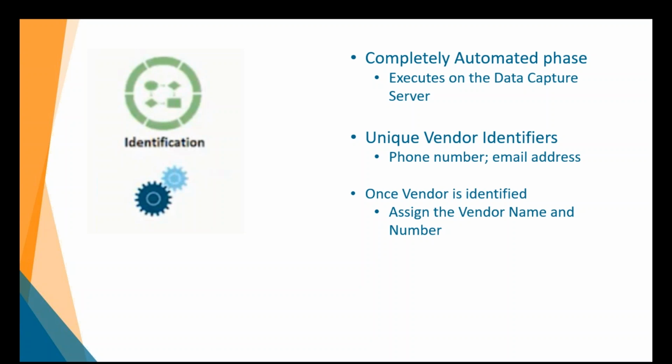These identifiers are things such as a unique phone number, an email address, or other information unique to that vendor, because chances are the vendor's name within the invoice itself will be contained in some sort of embedded logo that OCR won't be able to identify correctly. So once a unique vendor has been identified, ICAP will then associate that invoice with that vendor's name and number.